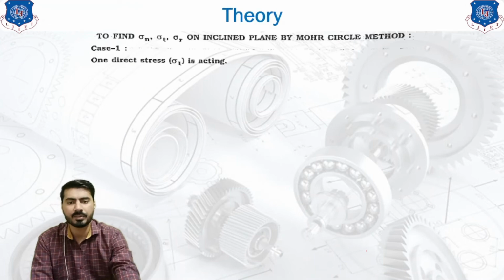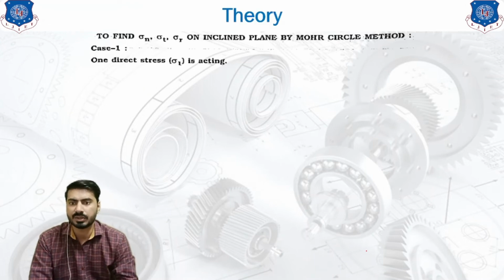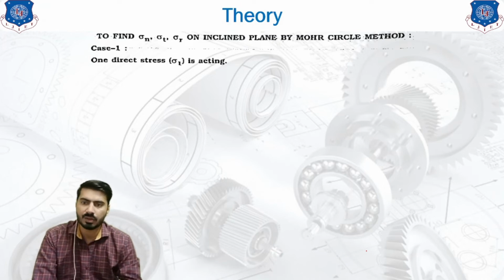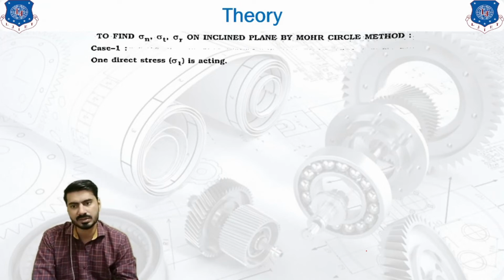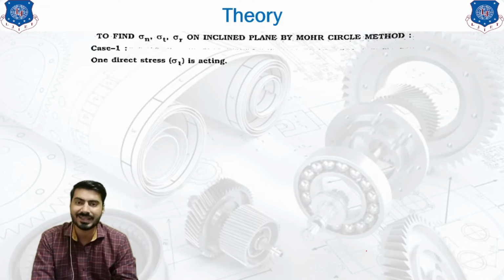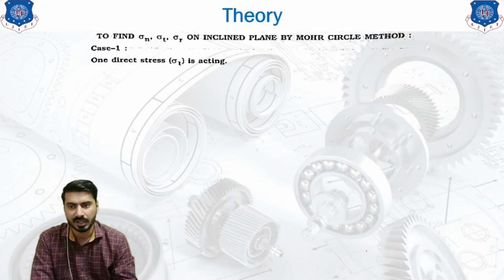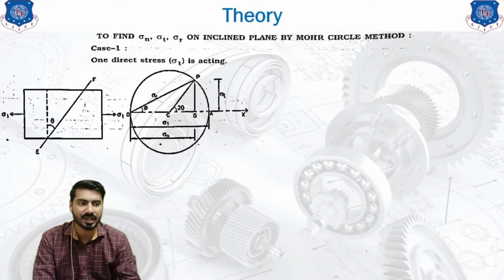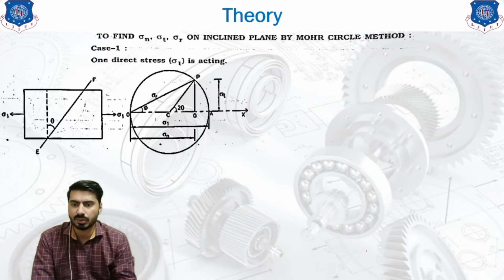But I would recommend you to understand those terminologies so that you can understand the procedure to draw the Mohr circle. First of all, we are drawing a Mohr circle to find sigma n, sigma t and sigma resultant on any inclined plane. One direct stress acting on the body is the case that we are discussing over here. This is our case number 1. Later on we can go for other cases using the same method. So you can see the diagram of the body which is subjected to a direct stress sigma 1.